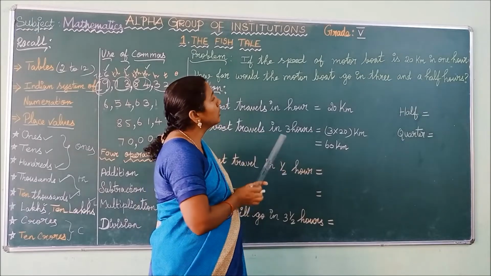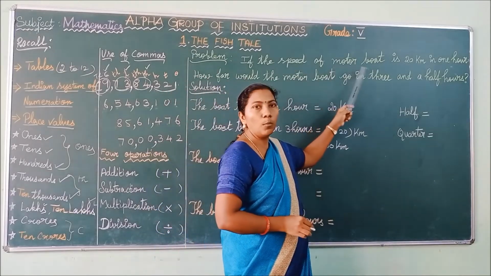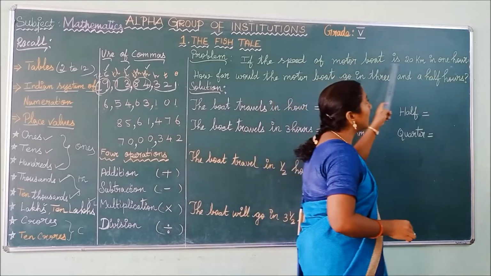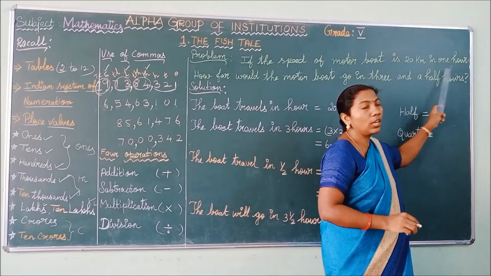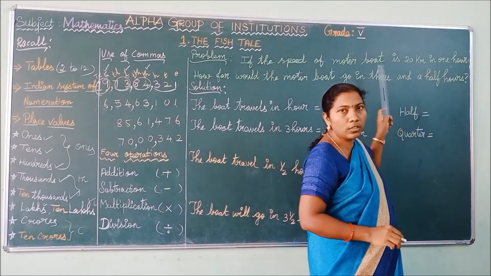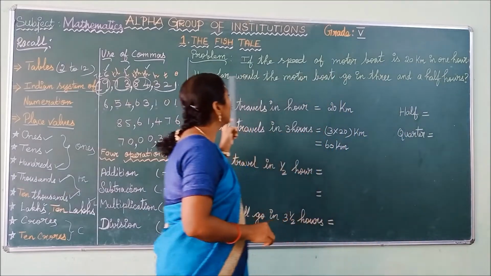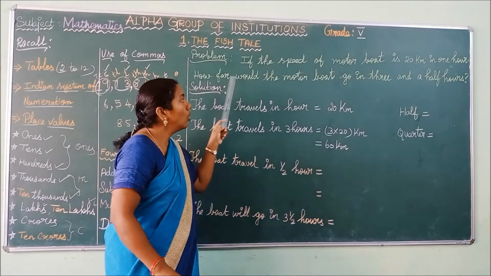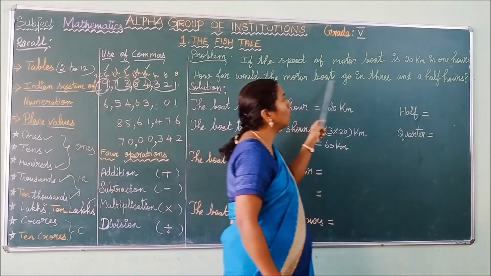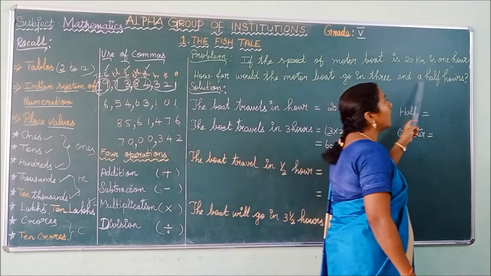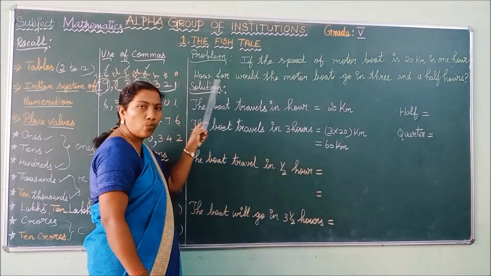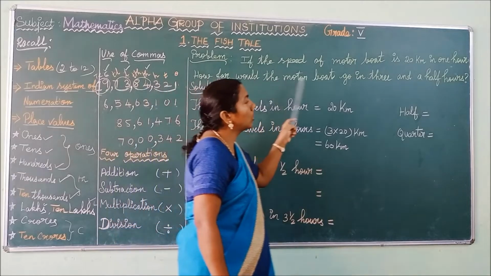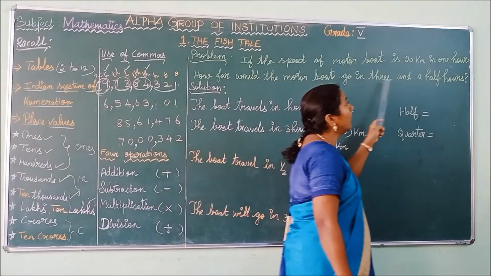In this question we have a motor boat. This motor boat travels 20 kilometer of distance in 1 hour. So we can call it the speed of that motor boat. And what is the question? How far would the motor boat go in 3.5 hours? Once again I read the question, listen carefully. How far would the motor boat go in 3.5 hours?